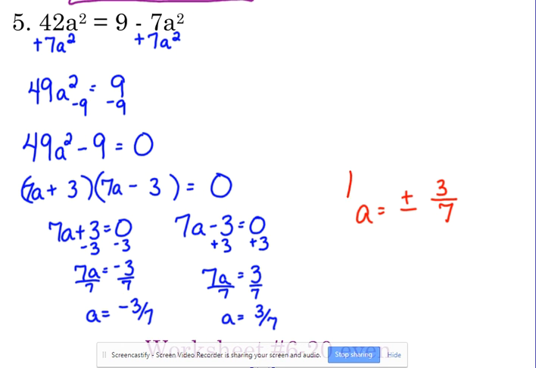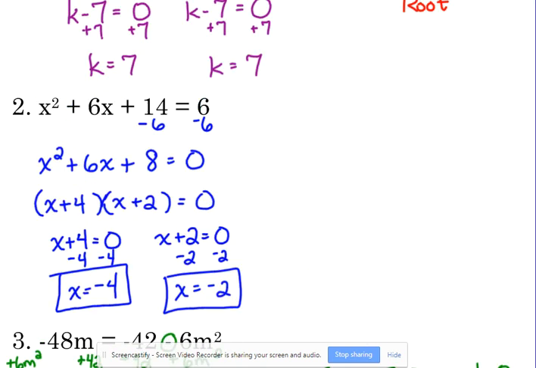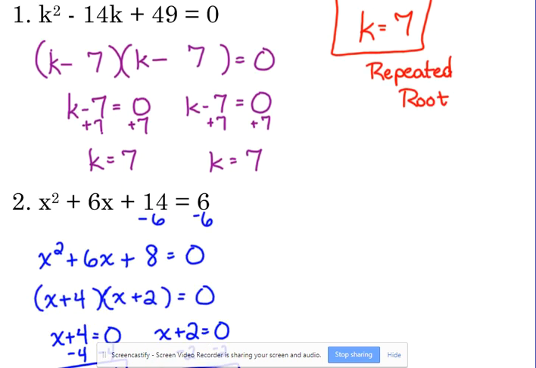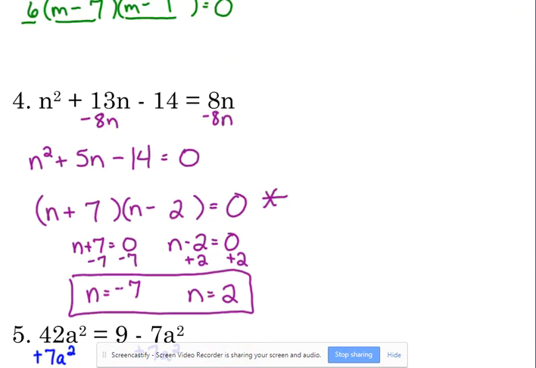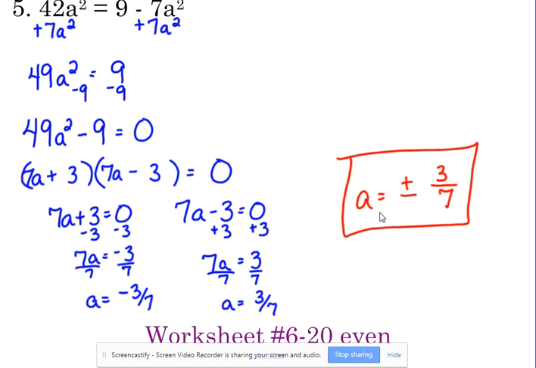So that is solving by factoring. Most of the time, your answers are going to be whole numbers. But it is possible to get some fractions as well for your answers.